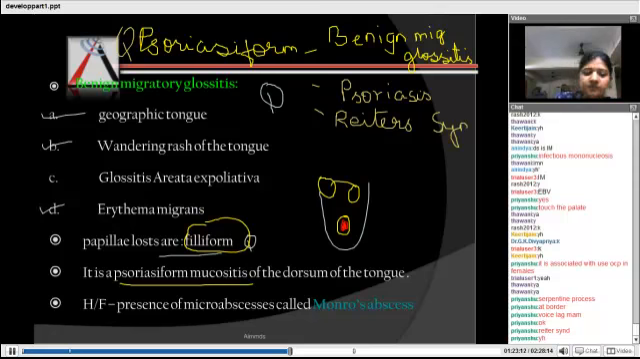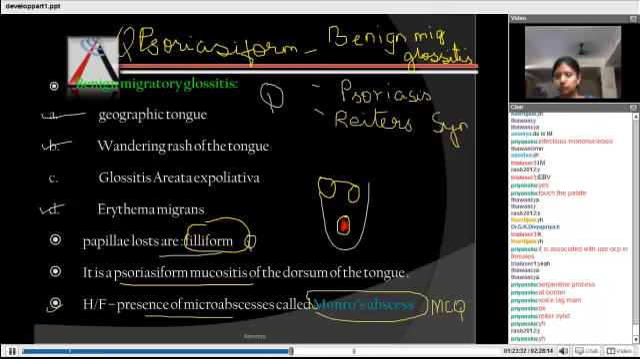And another important feature about it is histologically, when you observe, there will be presence of a lot of micro abscesses, small abscesses, which a collection together is called as Munro's abscess. MCQ, very important.